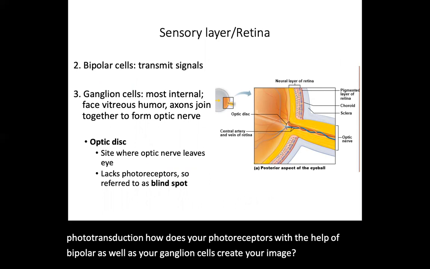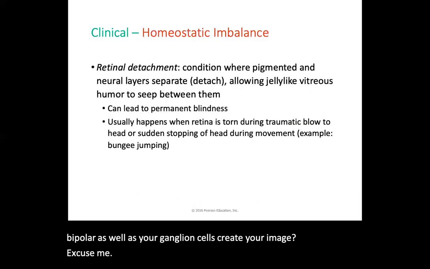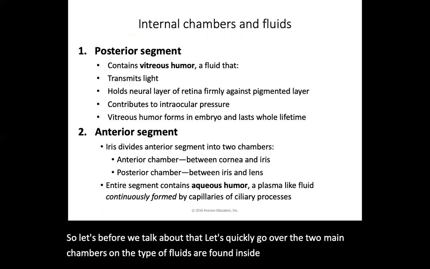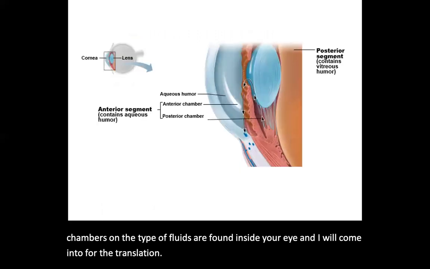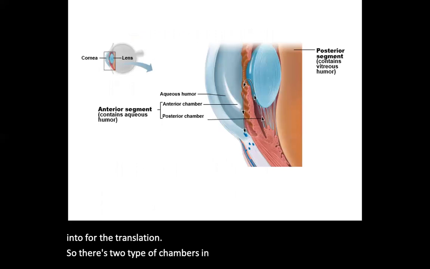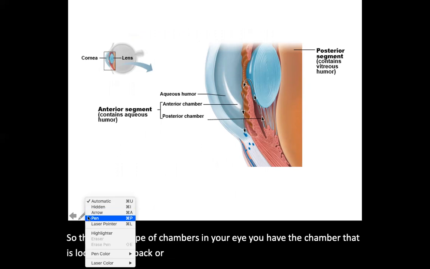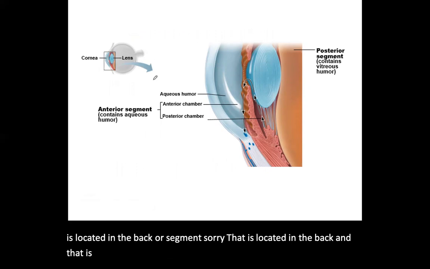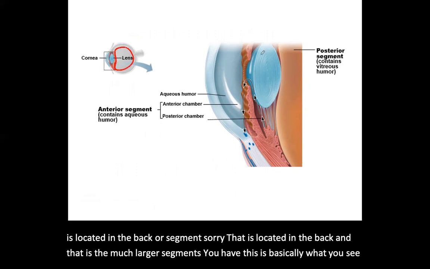Before we talk about that, let's quickly go over the two main chambers and the types of fluids that are found inside your eye, and then we'll come into phototransduction. There are two types of chambers in your eye. You have the segment that is located in the back, which is the much larger one. This is basically what you see in the grayish color.